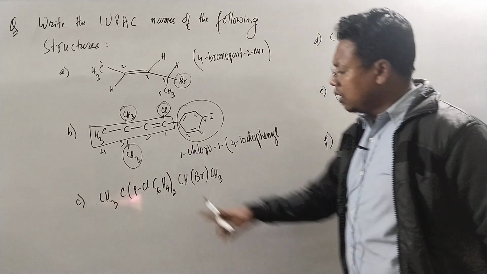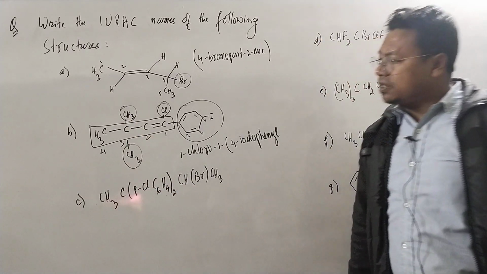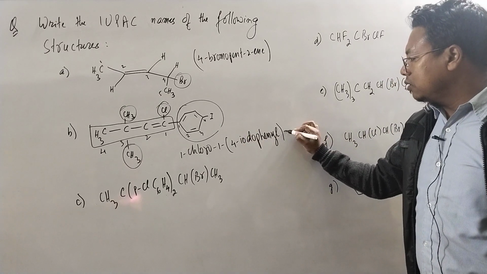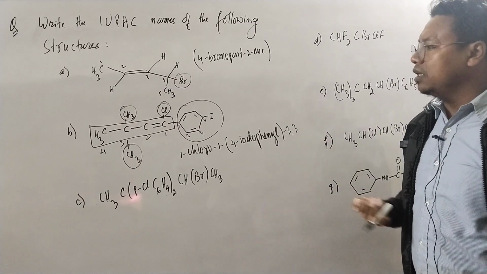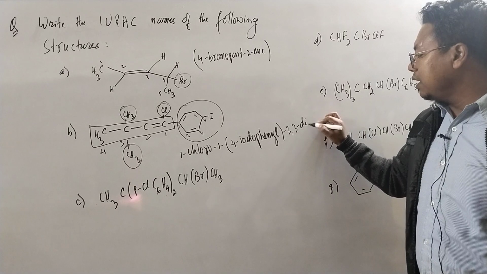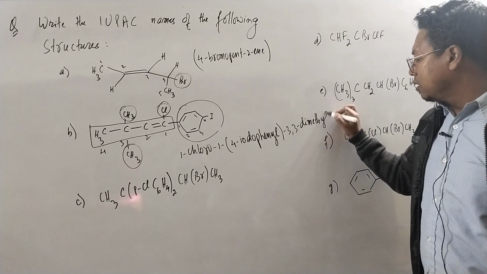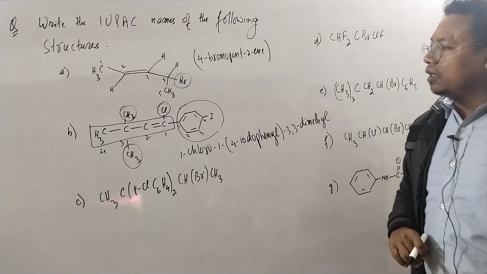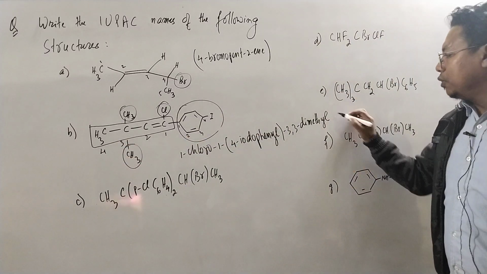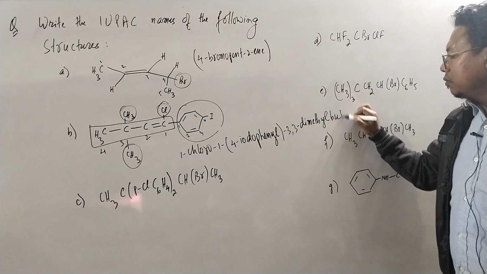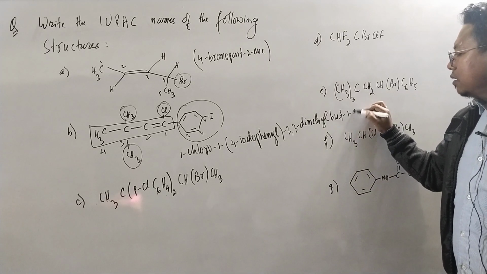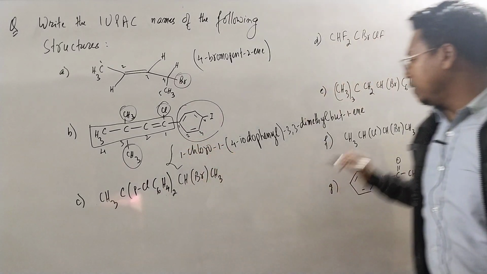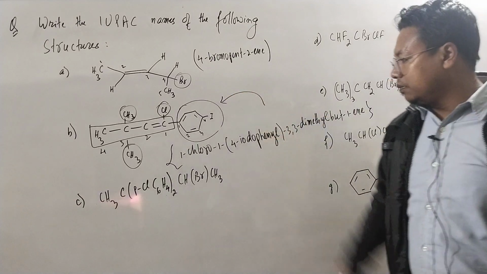Then two methyl groups are attached in the third carbon atom. This will be in the bracket, and then 3,3-dimethyl. Okay. Then word root is but for 4 carbon atoms, then but-1-ene. This would be the IUPAC nomenclature of this compound.